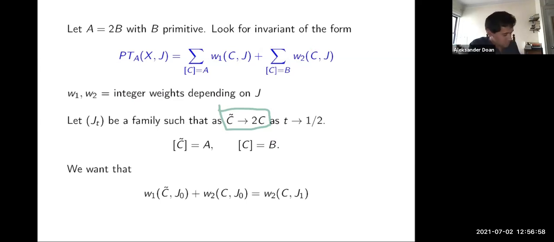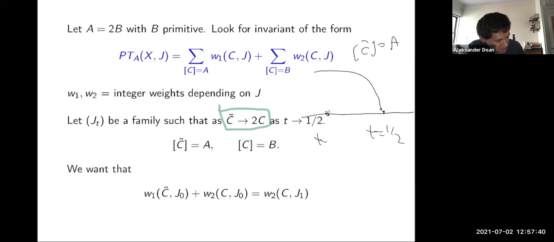In the following way. Suppose that you have a family of J's, and as you vary J, a sequence of curves in homology class A converges as currents to 2 times a curve in homology class B. And then it disappears from the moduli space. So the picture is a little bit like that. If this is a picture of the moduli space of curves C twiddle in a homology class A, then at some point, maybe t equal 1/2.